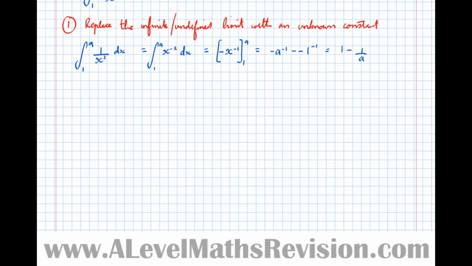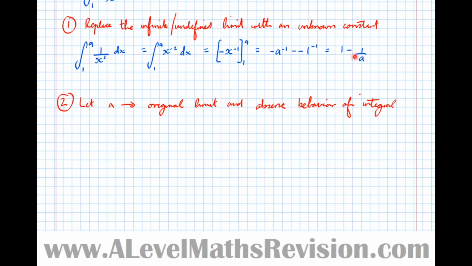Next, we're going to let our unknown constant tend towards the original limit. So step 2, let a approach the original limit and observe the behavior of the integral. This really here is the key term that we're looking for.